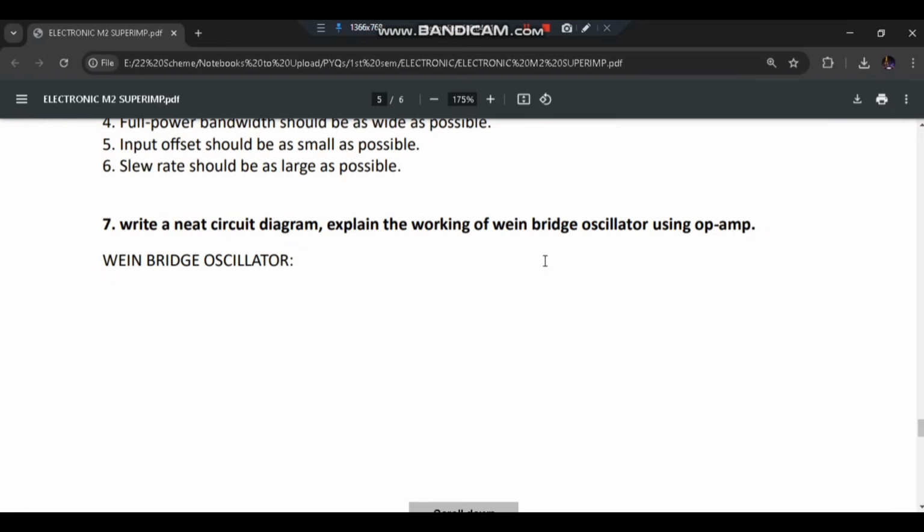Moving on to the last super important question, we have the Wien bridge oscillator using op amp.